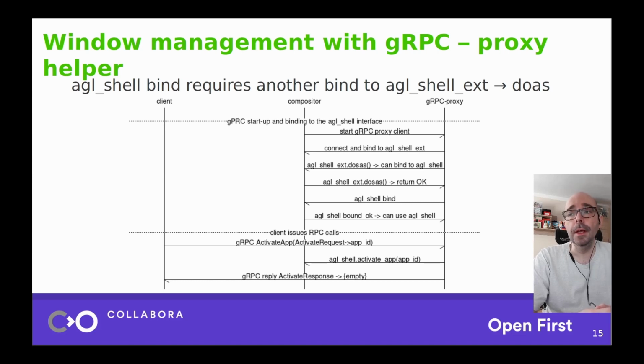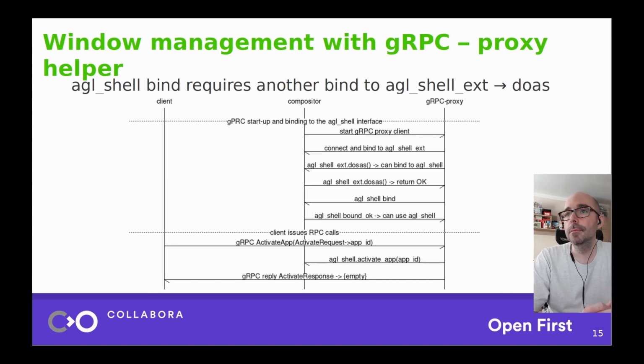This interface allows the gRPC proxy to connect to the compositor and have this protocol dance where it tells the compositor that it also wants to bind to the AGL shell protocol, and if the client gives it an OK, it can further continue with binding to the AGL shell protocol and proceed further. And this is what this diagram basically shows.